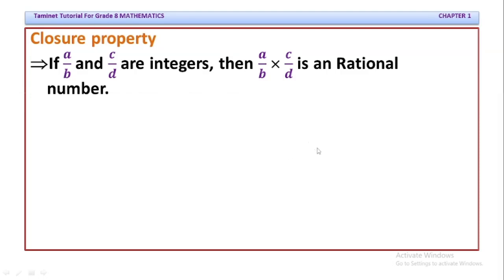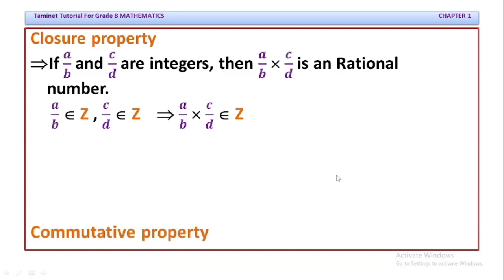For example, if A over B is an element of integer, C over D is an element of integer, then A over B times C over D is an element of integer. Or if A over B is an element of rational number, C over D is an element of rational number, that means Q. Now this is for integer. We can also use Q. Then finally their product is also an element of rational number, because integer is an element of rational number. So we can say this is a closure property.